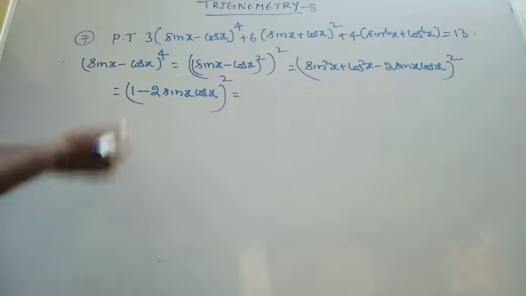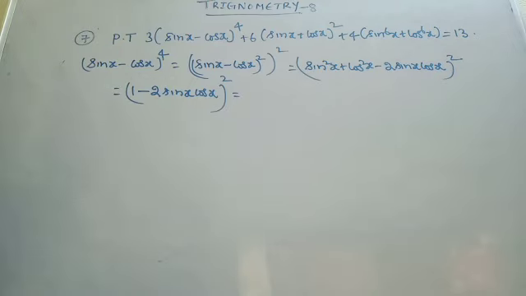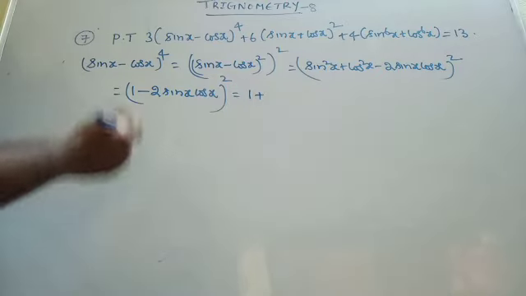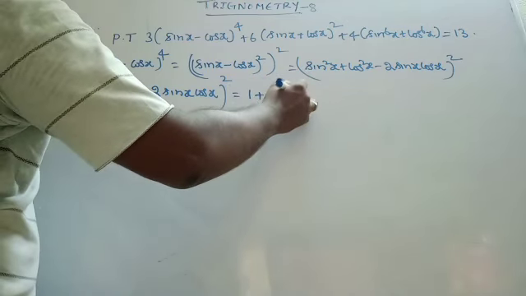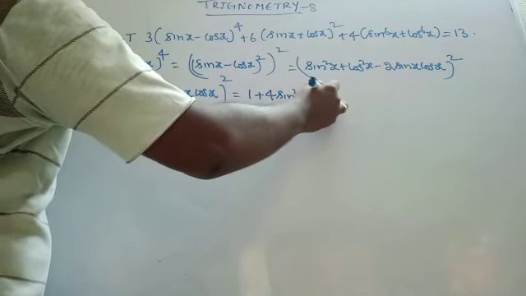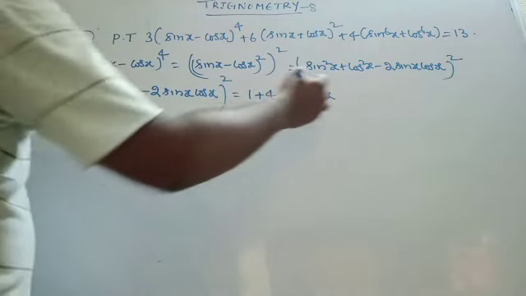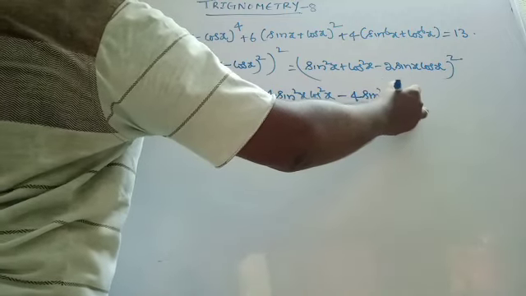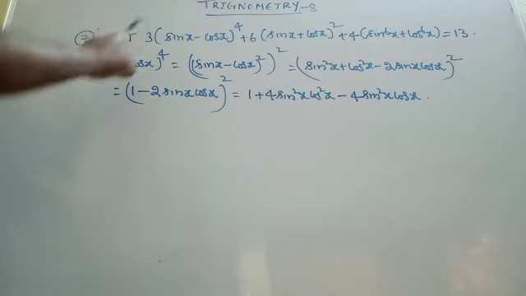And of course this, if you simplify once again, you apply a minus b whole square formula. This is nothing but 1 plus a square plus b square minus 2ab. This is now 4 sin square x cos square x, right? A square plus b square minus 2ab, that means minus 4 sin x cos x you are going to get. This is what you have got, the first element of this.